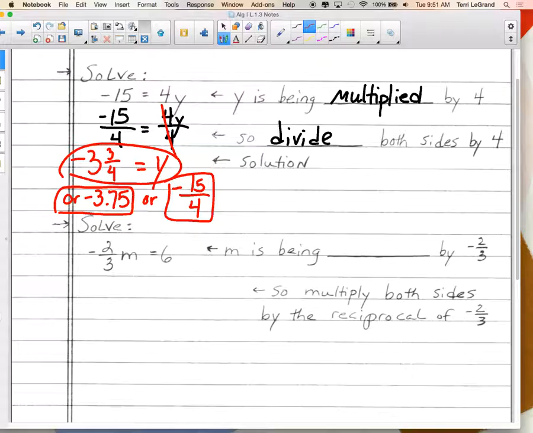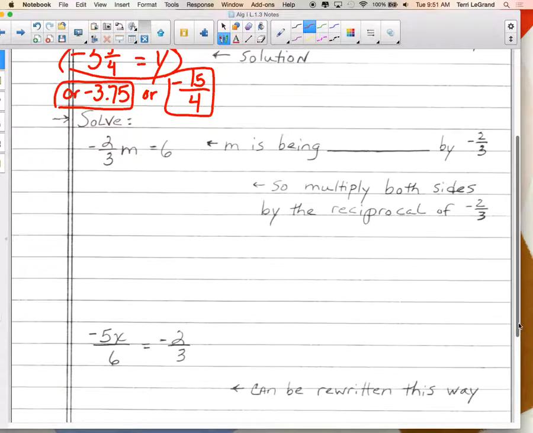Why can it be written as a decimal? It's a nice one. What does nice mean? It stops. It doesn't repeat, it stops. We call that a nice decimal. Okay. Let's look at the next one.